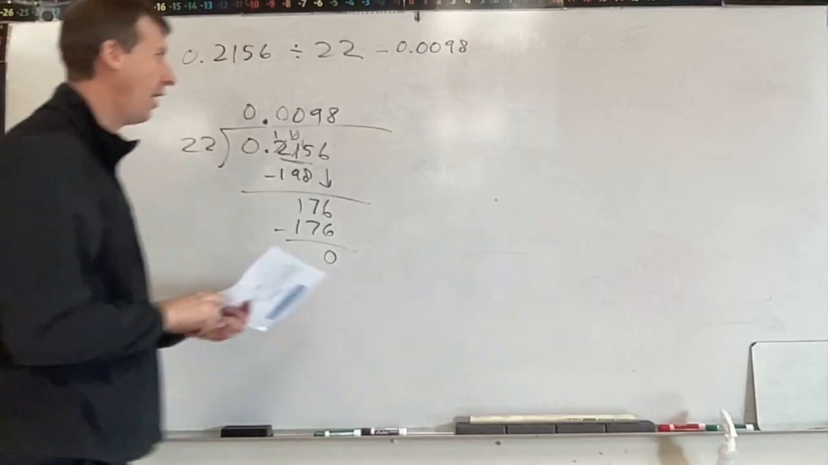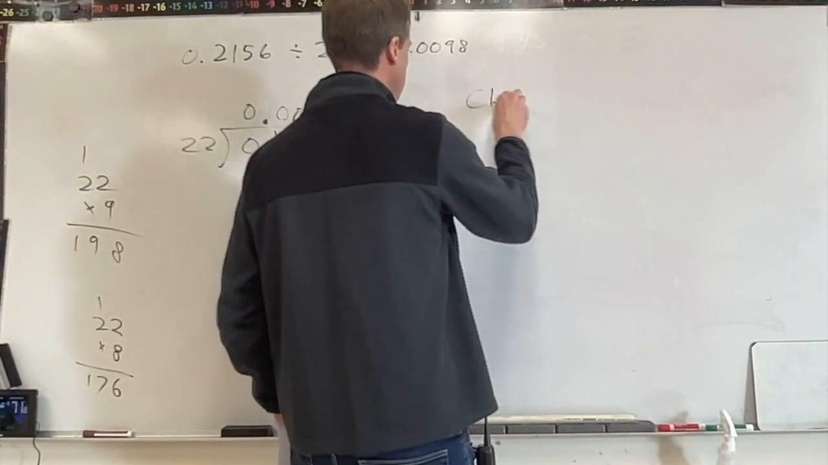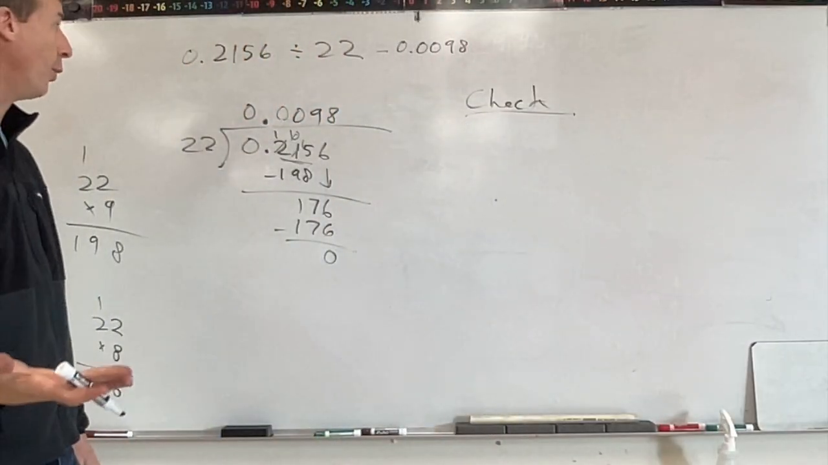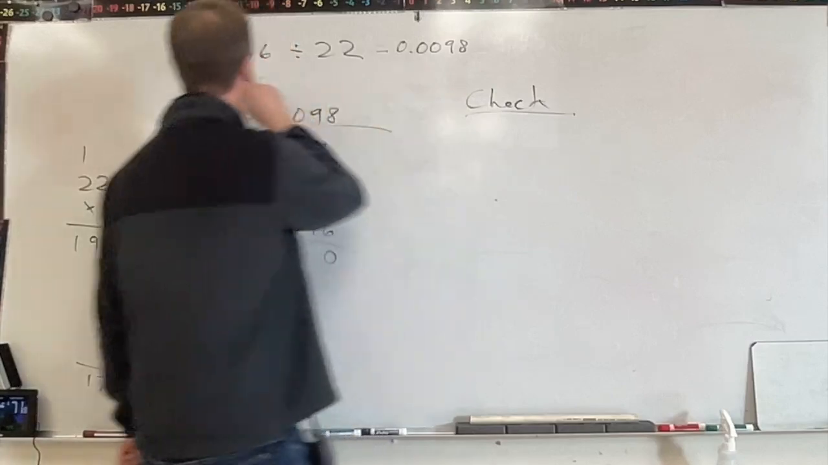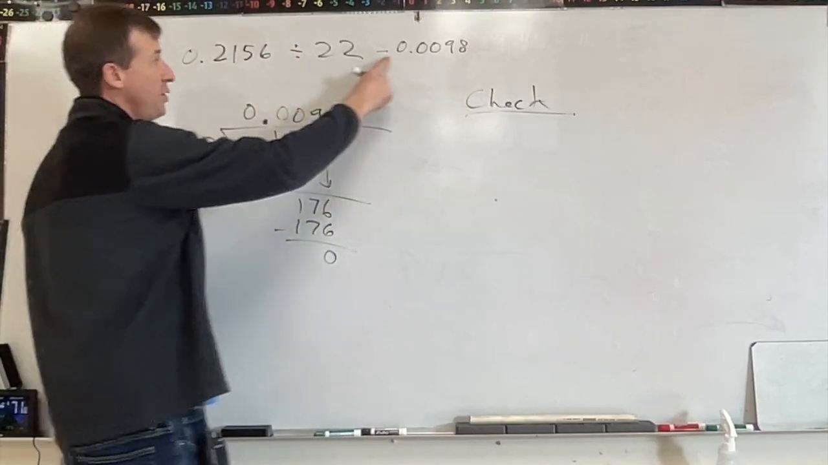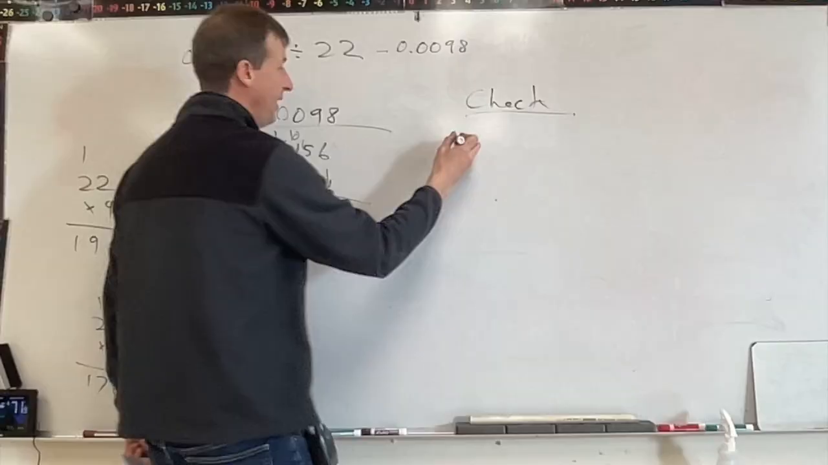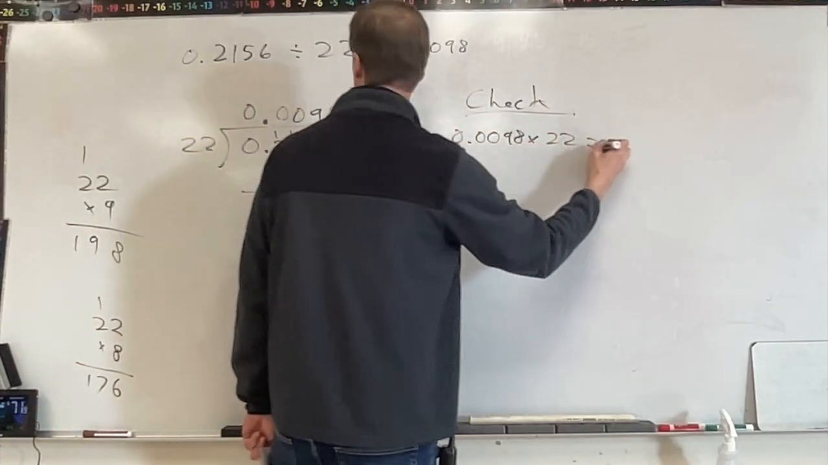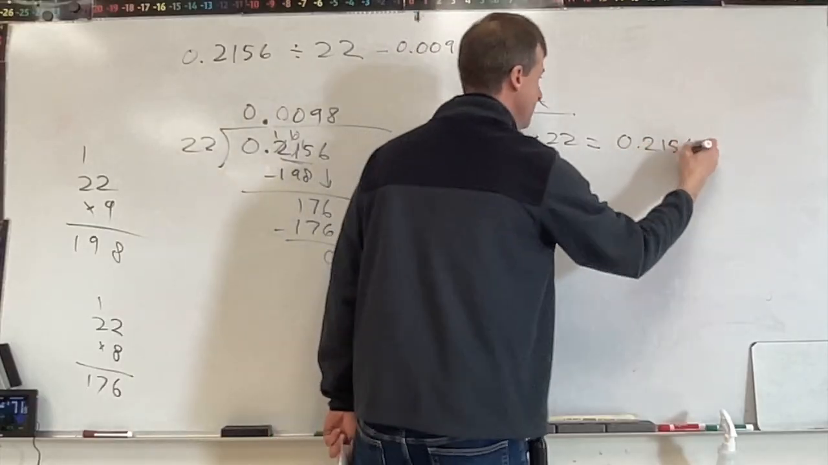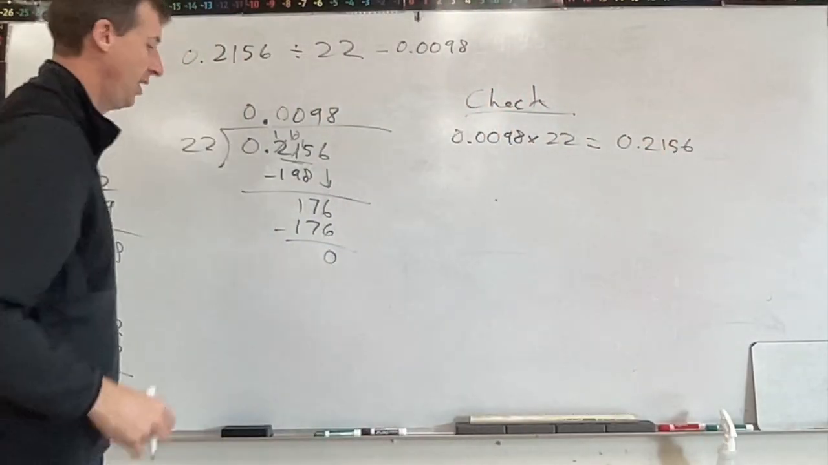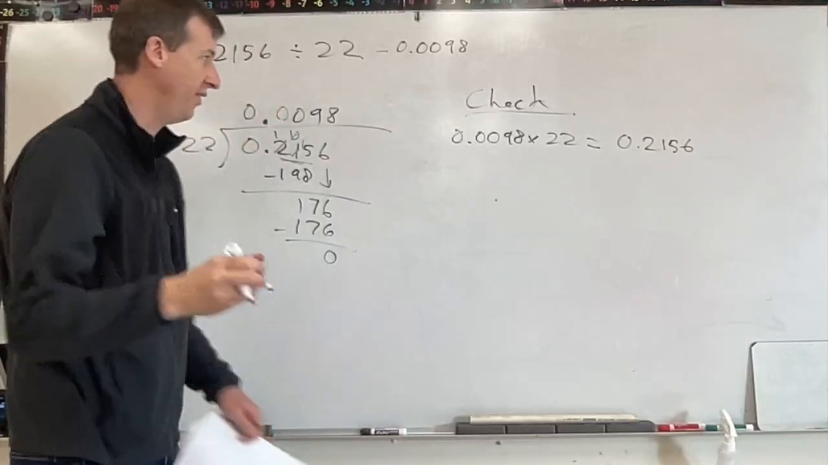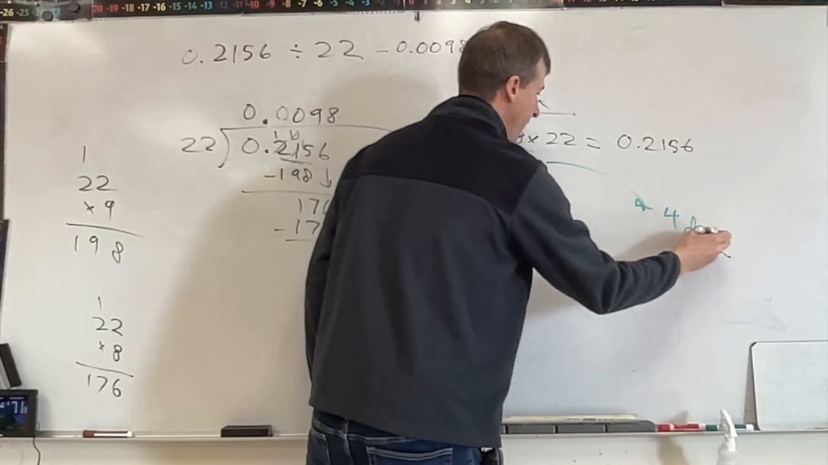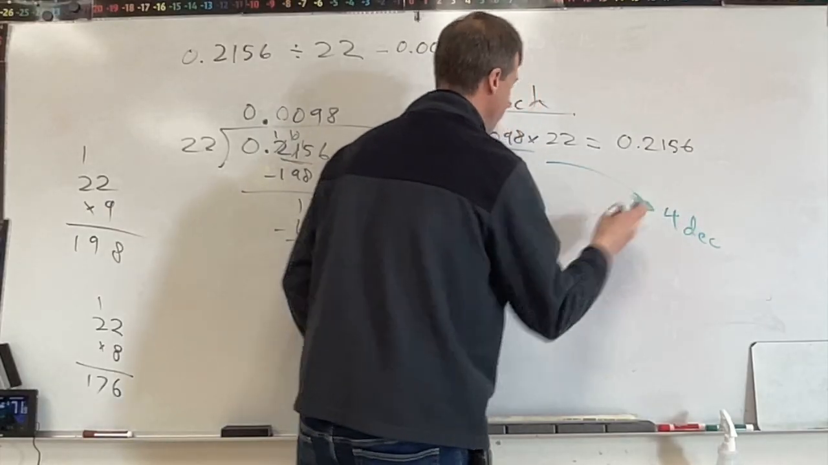All right, to check it out, I got to do the multiplication. I said this was pretty easy, but it's easy, but it's a lot of work. So if 0.2156 divided by 22 is 0.0098, then that tells me 0.0098 times 22 should be equal to 0.2156. So I'm just running this in reverse. All right, we got a lot of decimals on this one. Looks like we've got 4 decimals. So I should have 4 decimals in my answer when I'm done with this one.